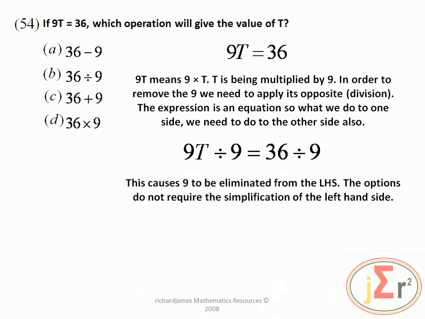By dividing both sides by 9, this caused 9 to be eliminated from the left hand side. The options do not require the simplification of the right hand side. Notice that we do not have a simplification. We have 36 minus 9, 36 divided by 9, and so on. We do not need to simplify the right hand side, but the 9 is eliminated from the left hand side. So t is equal to 36 divided by 9, and that is represented by option B.